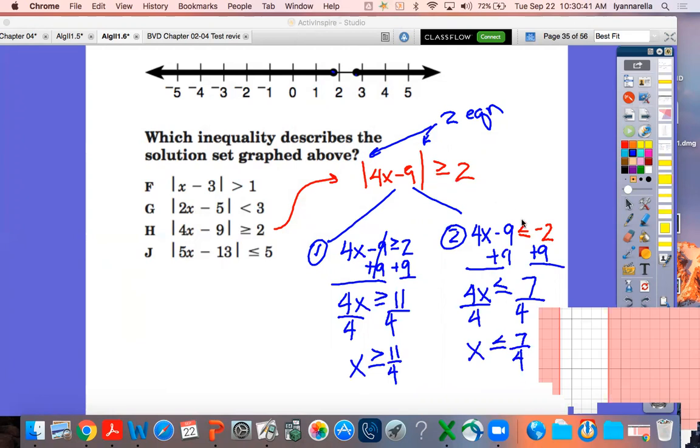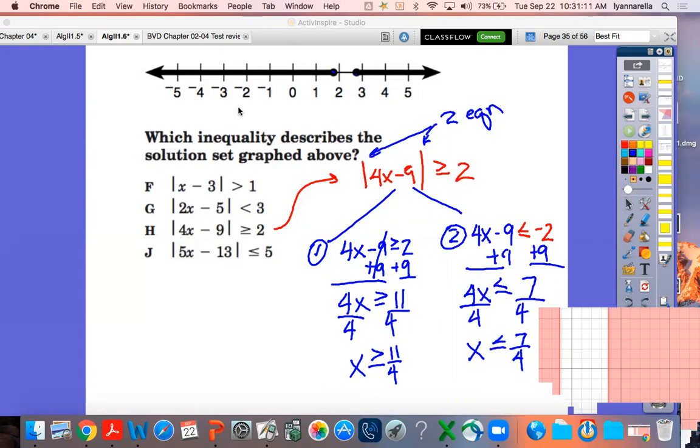And I put that in red because I wanted you to see the difference between equation 1 and equation 2. So I solved both, and I got x is greater than or equal to 11/4, which is approximately 3 point something. Well, I'm sorry, 2 point something. So there it is, 2.75, I think, and it goes this way. And x is less than or equal to 7/4, which is 1.75, and that goes this way. You can see the arrow points in the right direction.